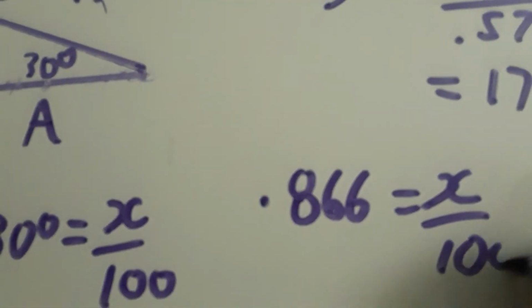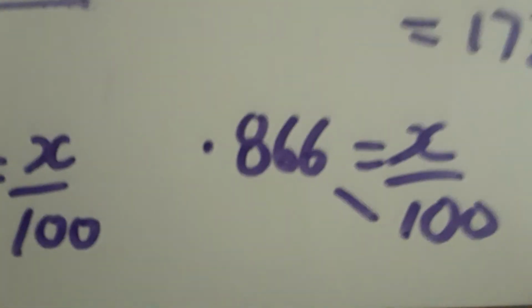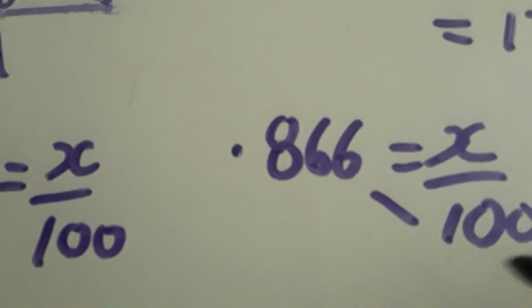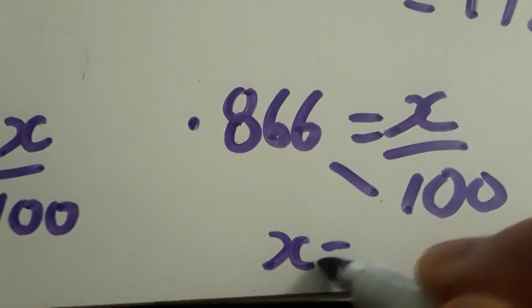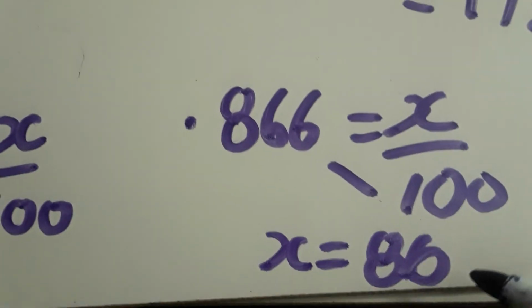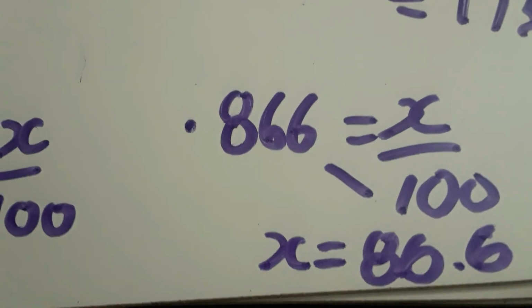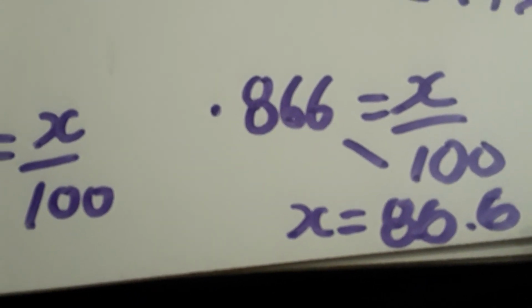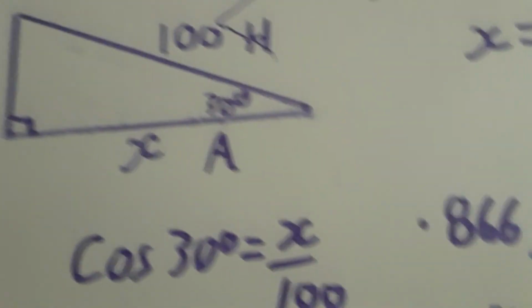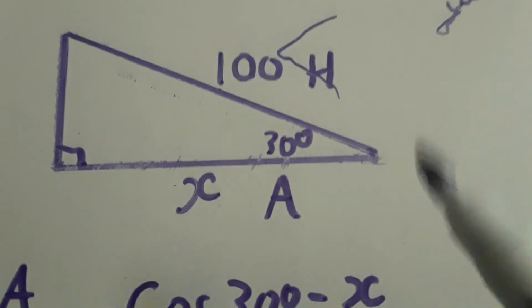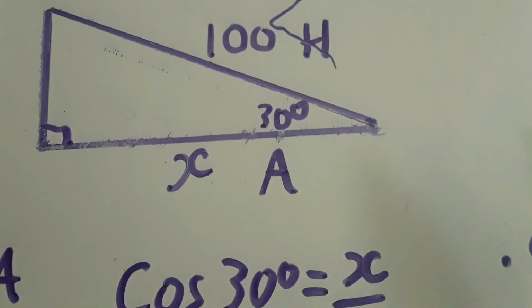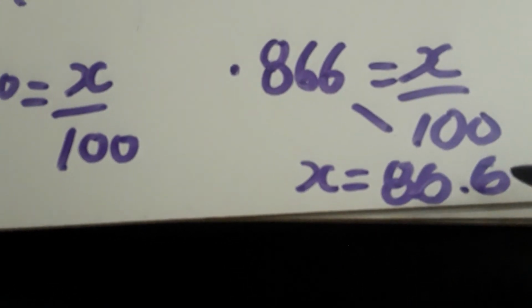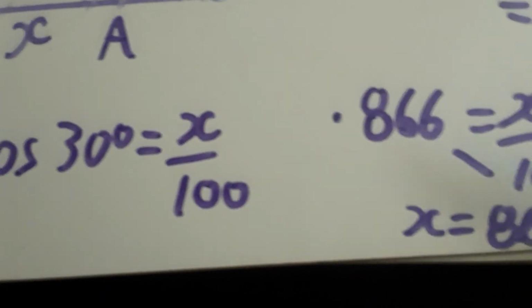The great thing about this one, when the X is on top, is to find X, you just have to cross multiply. That's why I put this little line here. So X will be equal to decimal 866 times 100. So therefore, X is 86.6. And whatever, if this was centimeters, it would be centimeters. Meters, it would be meters. And that makes sense if you think about it, because we're told that when you have a 30-degree angle in a right angle triangle, the adjacent side will be 86.6% of the hypotenuse. And of course, 86.6 is 86.6% of 100.